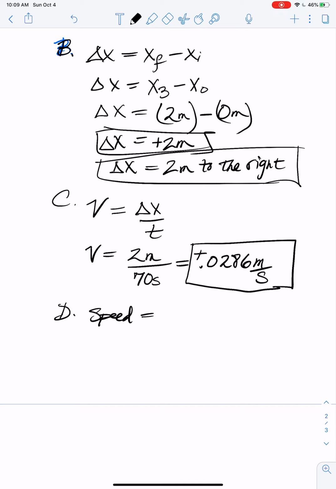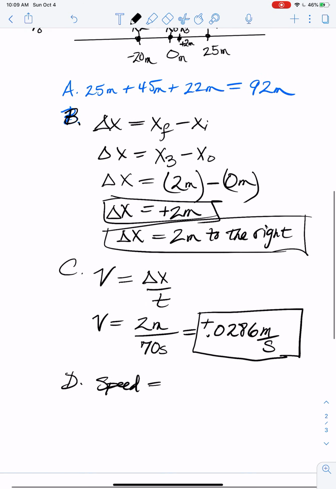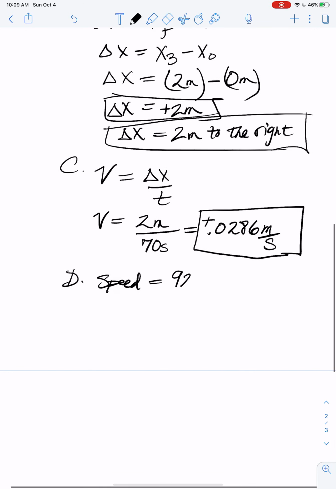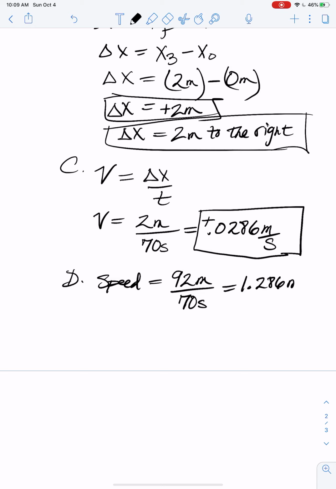The dog's speed is its distance, which was 92 meters, divided by that time, which is 70 seconds. Once again, I'm going to type this in the calculator and get about 1.286. So a much larger speed, and speed is always positive, and there you have it.